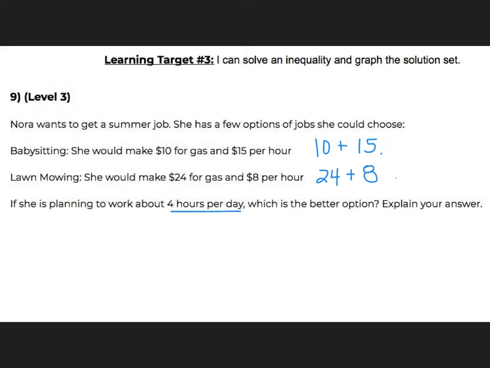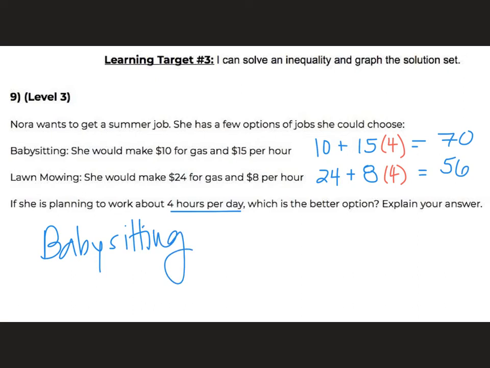So again, wherever we see our variable, we can go ahead and plug in 4 to figure out what the better option would be for Nora here. So when we do 15 times 4 plus 10, we're going to get 70. And when we do 8 times 4 plus 24, we get 56. So now we have to think, she's trying to make the most money she can. So babysitting will be her better option because for babysitting, she makes $70. And for lawn mowing, she makes 56.